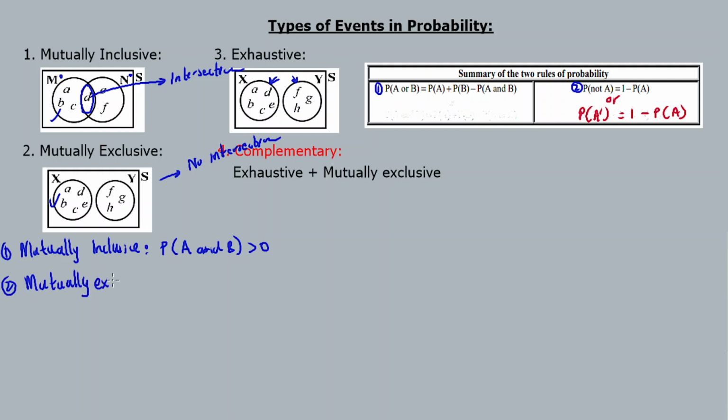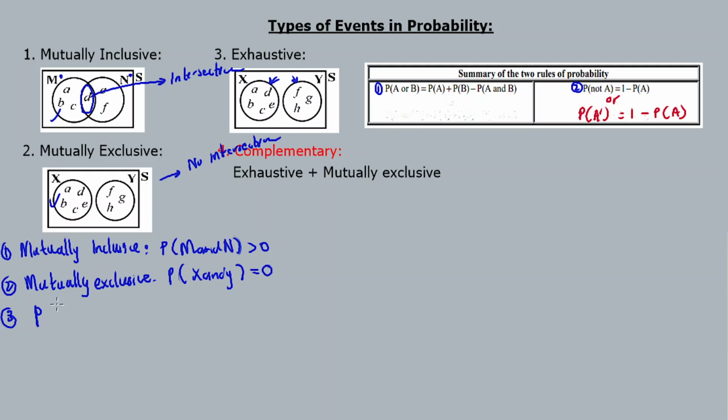For mutually exclusive events, the probability of A and B, the intersection, is equal to 0. There's no intersection for mutually exclusive events. Number 3, exhaustive events. Let me use the same alphabets as here so you shouldn't be confused. The probability of M and N, the intersection, is greater than 0, because it's not disjoint. It means that the intersection is greater than 0. For mutually exclusive X and Y, the intersection is equal to 0.